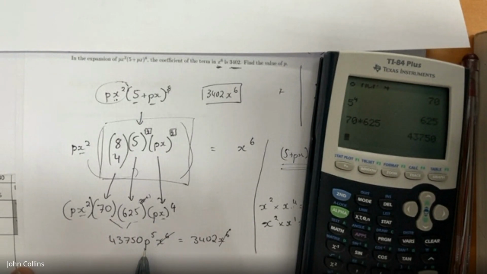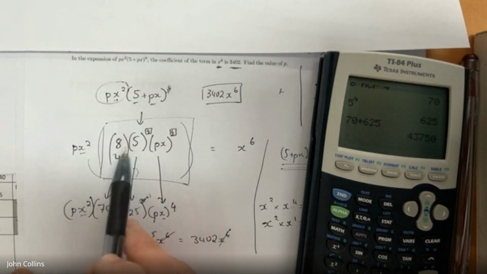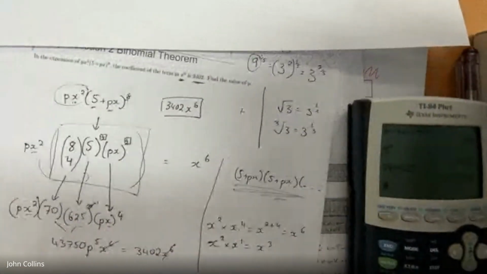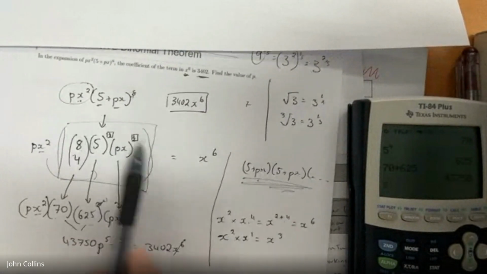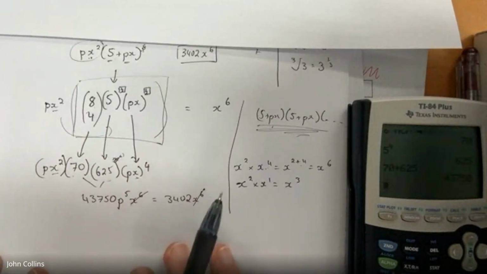Why did you multiply 70 and 625? Because they're next to each other. We don't add these terms; these are all multiplied together. So it's going to be a huge term. How many multiplications do we end up with when we do this out 8 times? It's loads of multiplication. 5 gets multiplied loads of times.